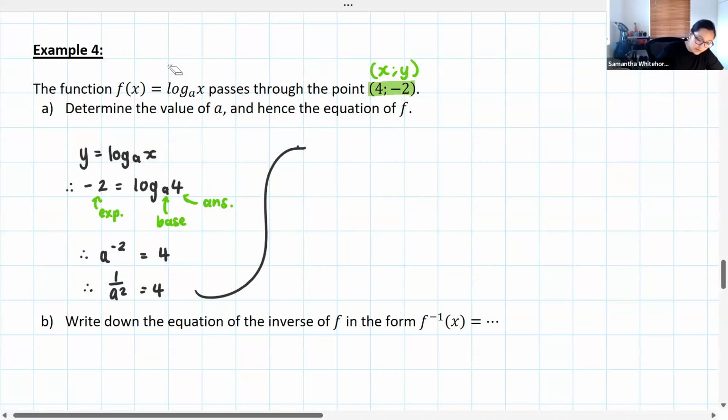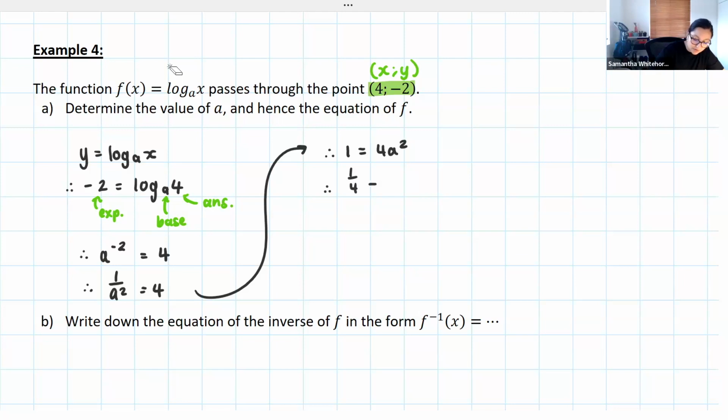I'm going to carry on up here. If I times both sides by a squared, I've got 1 is equal to 4a squared. Divide both sides by 4, I get a quarter is equal to a squared. Square root both sides, I get plus or minus a half. But remember, a is a base, so a needs to be greater than 0. And so a is equal to a half. So that's the first part of my question done.